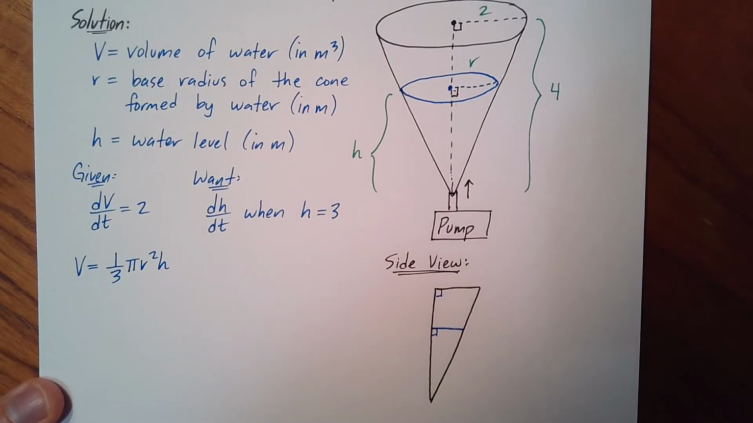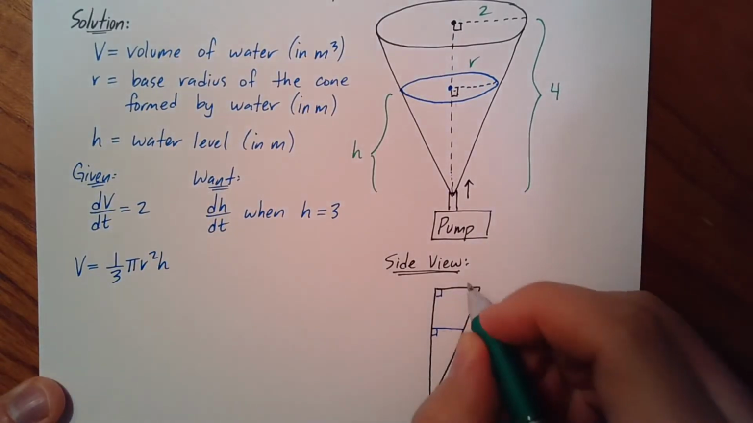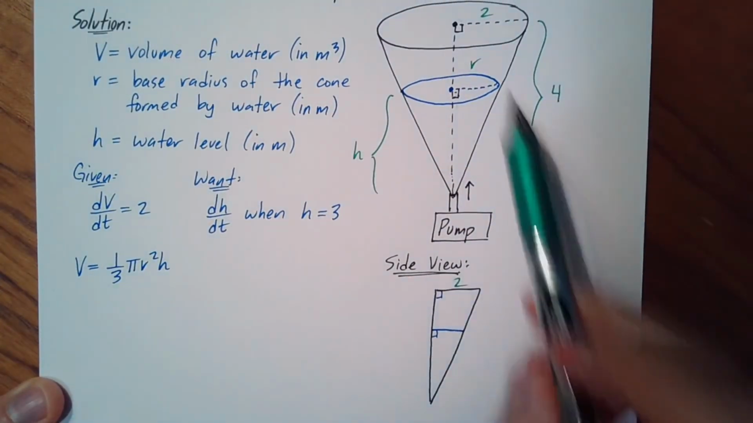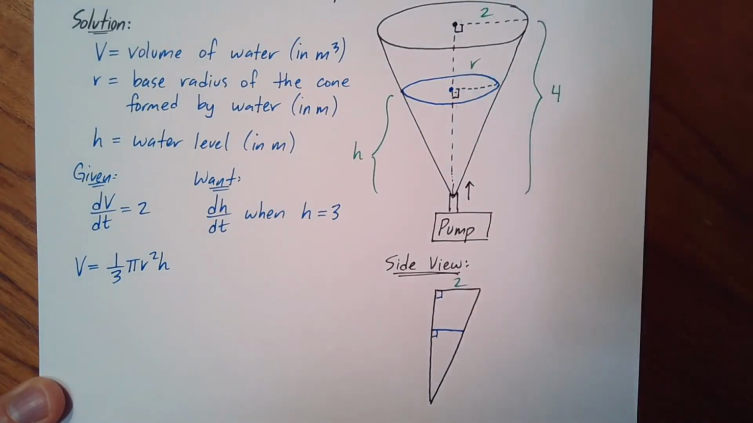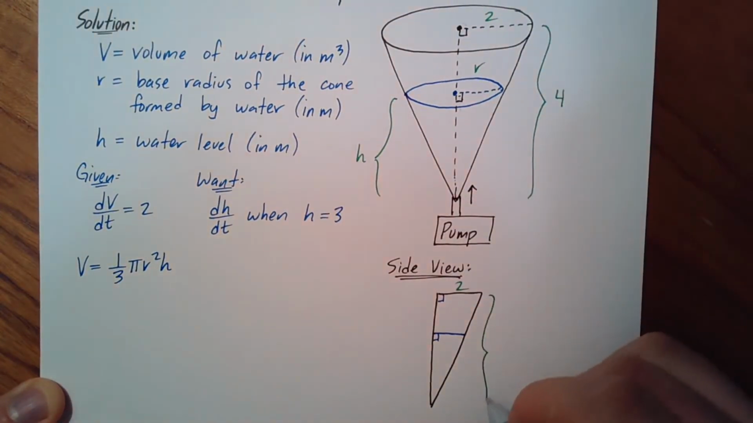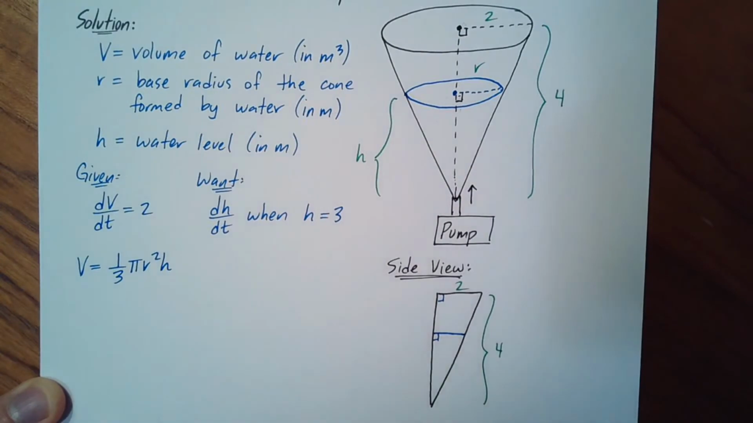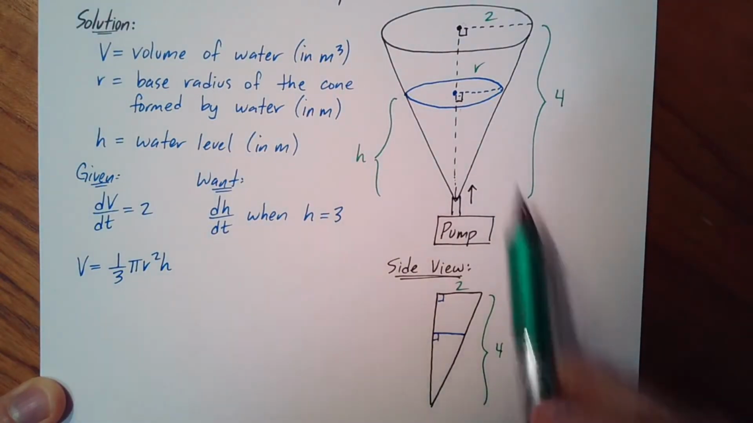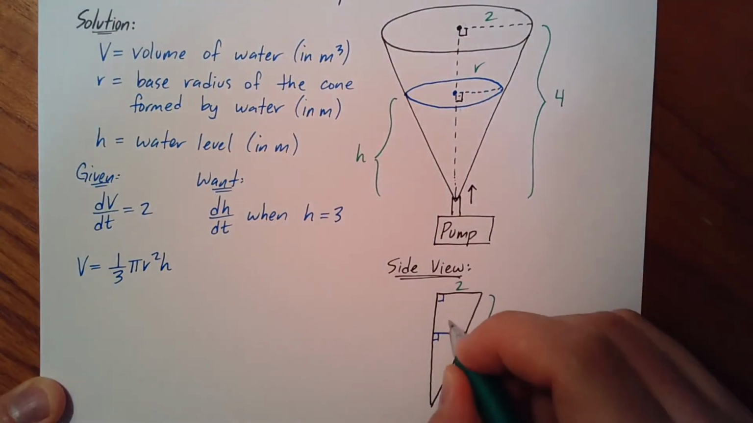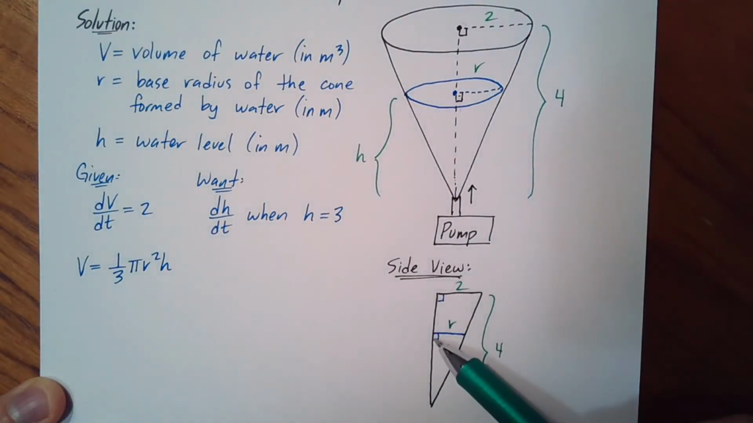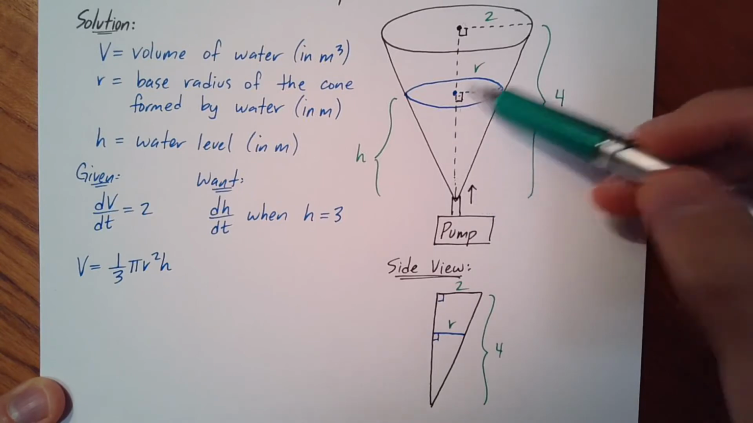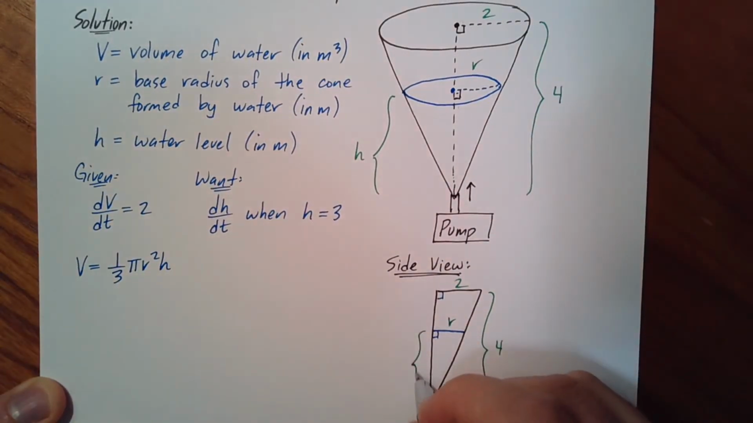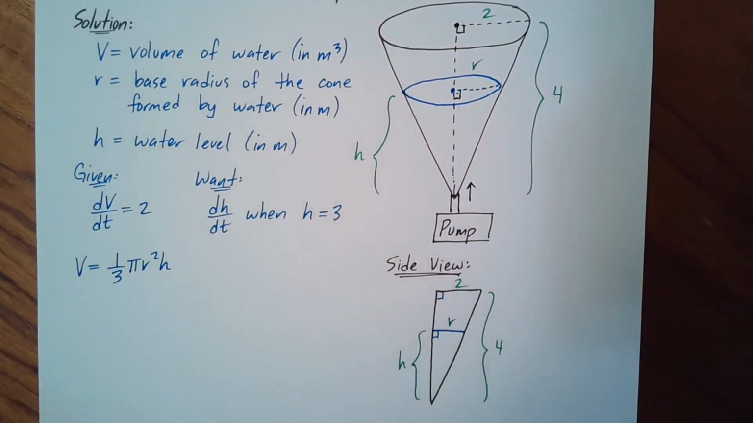And what else can we label? Well, this top distance is 2, because this is like the base radius up here. And then this distance here is equal to 4. What else do we have? This distance here, that's the r. So we can label r here. And then what about this distance here? This is going to be h, because that's this side here. All right, so with that in mind, we can actually make the following claim.